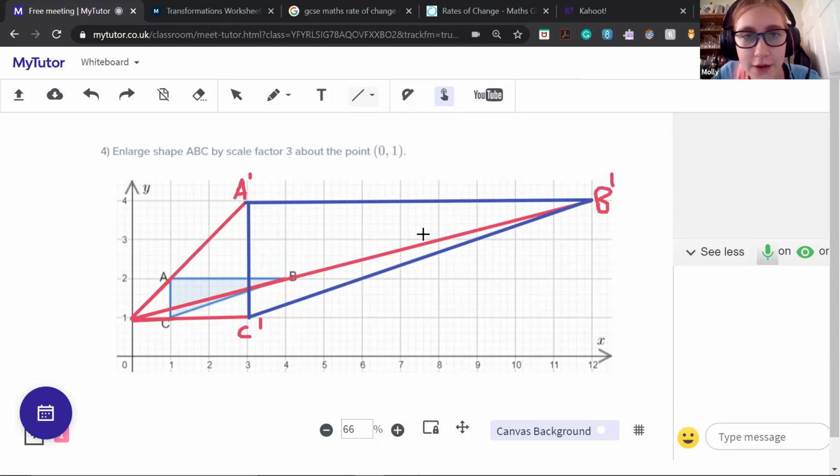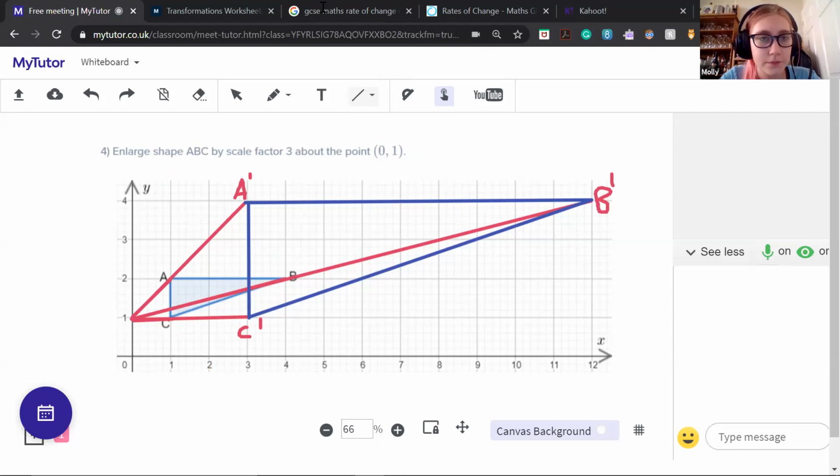Do let me know if you have any questions or want anything clarifying. We will do a couple more examples. So we can see that if we'd done this about a different point, it would have been exactly the same size and shape and orientation, but it just would have ended up in a different place. If we'd done it about this point, it would have ended up here somewhere, and so on. So it's really important that we pay attention to that. And that's always the point that we go from.